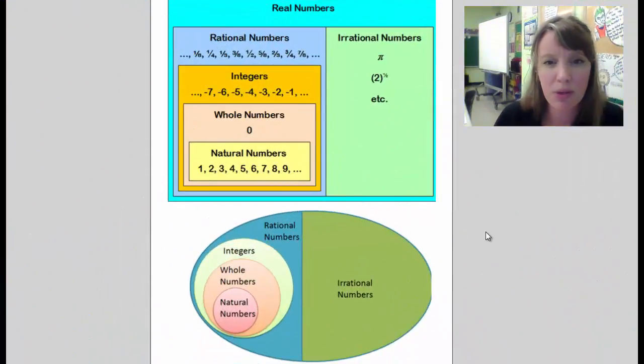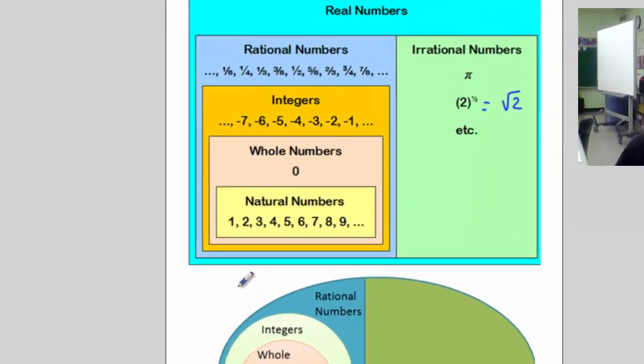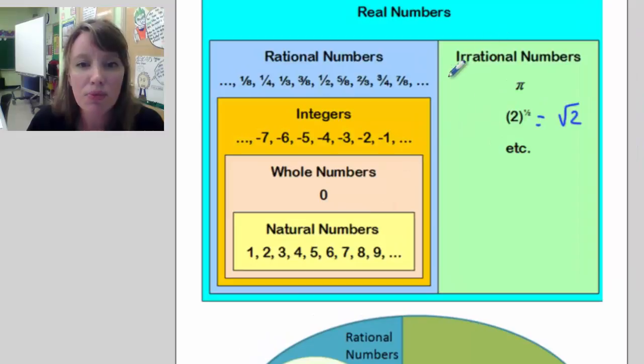Okay, so what I would like you to copy down in your notes is this top chart up here, this real number chart. And we're going to make other charts in your notebooks a little bit later with the interactive things that we're going to add to your notebook. But for right now, let's talk about the classification of numbers. And one thing I want to clarify is 2 to the 1/2 as an exponent is the square root of 2. Okay, so all the numbers that we've been dealing with are numbers called real numbers.